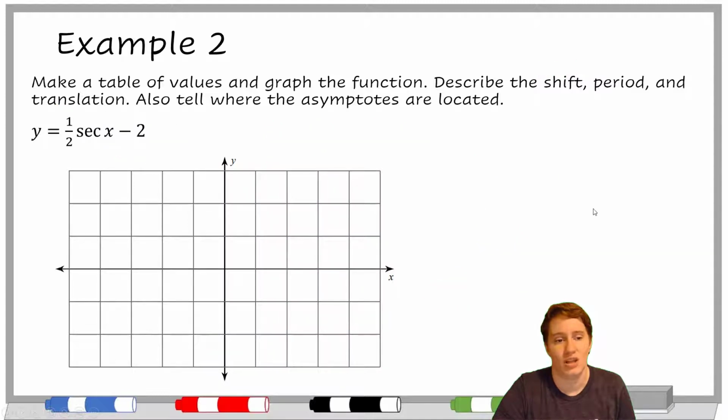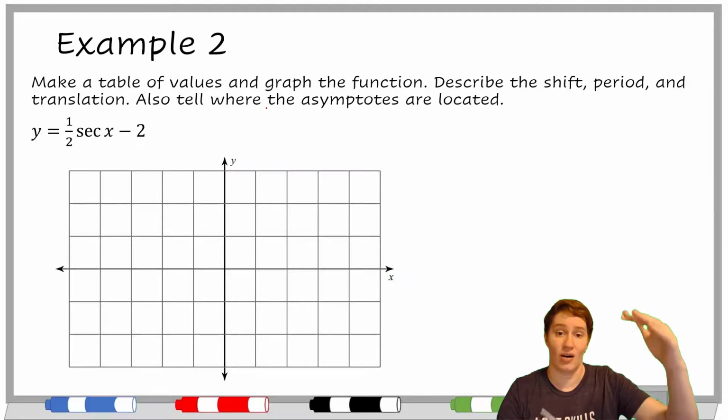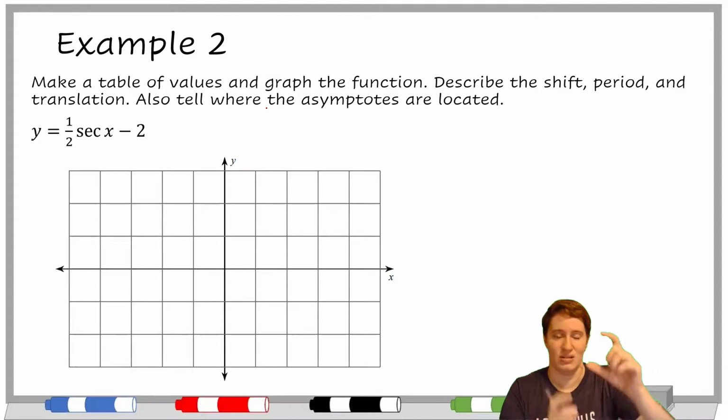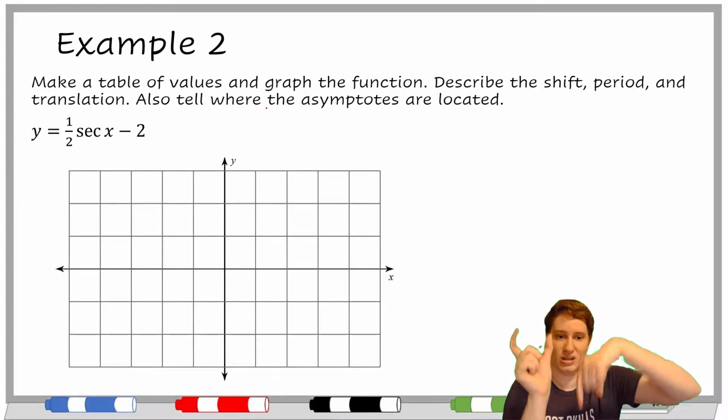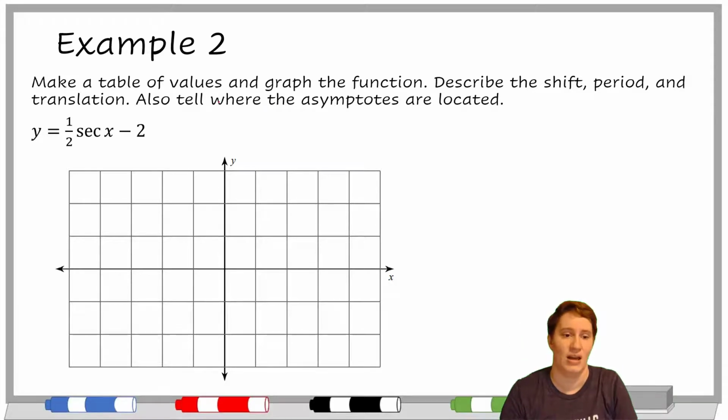So let's try 1/2 secant x minus 2. So that 1/2 in front, if this was cosine, would be telling us that our amplitude was 1/2. So secant and cosecant don't really have amplitude in exactly the same way, because the number in front in this case would be affecting how close to the middle we get. Because if we are shrinking in by 1/2, that means that the ups and the downs will be closer by 1/2. And then this minus 2 is a shift down of 2.